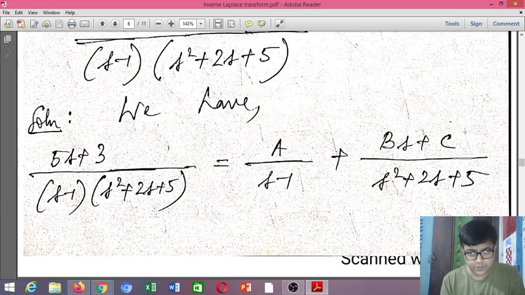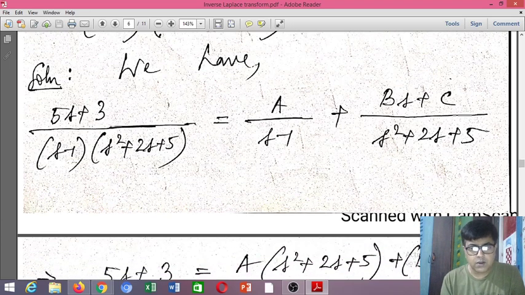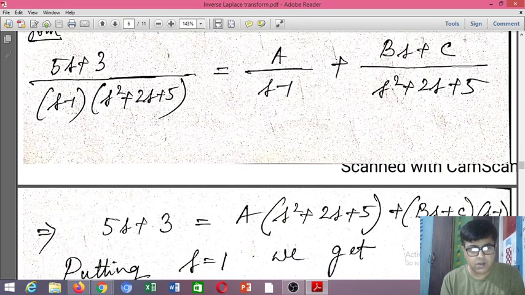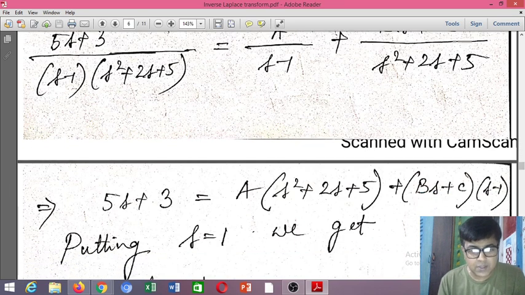As simple as that. Now once it is written, we have to get the values of a, b, c. We take the LCM, the denominators cancel. You are left with 5s plus 3 on the left, and on the right you get a into s square plus 2s plus 5 plus bs plus c into s minus 1. So you basically get a mathematical identity involving s and the three constants a, b, c. So you can put any values of s to get the values of the unknowns.